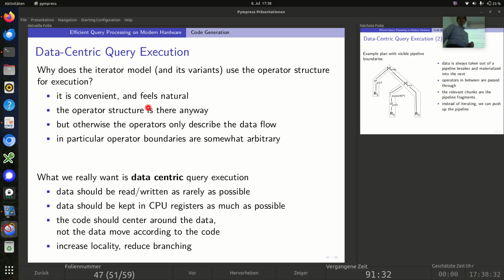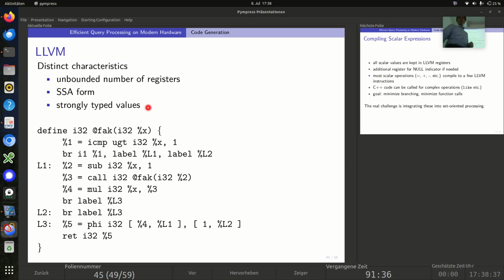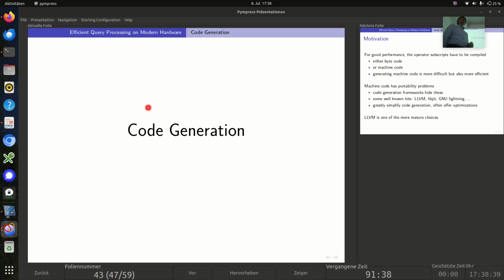So actually I have one slide on code generation. Yeah. Let's do it next week. Okay, so let's make a break.